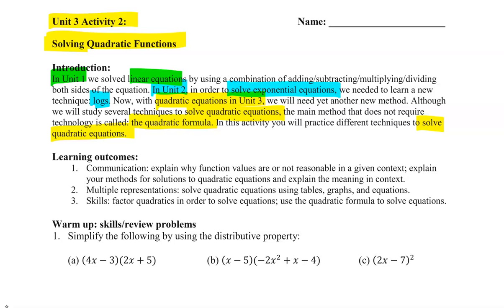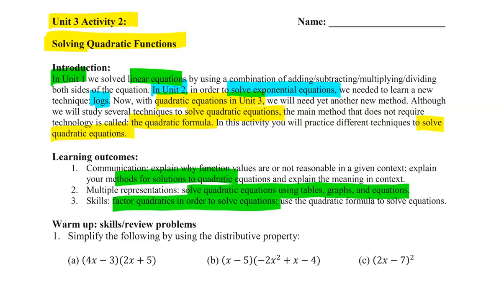Learning outcomes. You will be able to explain why function values are or are not reasonable in a given context, explain your methods for solutions to quadratic equations, and explain the meaning in context. Also, you will be able to solve quadratic equations using tables, graphs, and equations. And for skills, factor quadratics in order to solve equations, and use the quadratic formula to solve equations. Okay, let's start with the warm-up and some skills review problems.